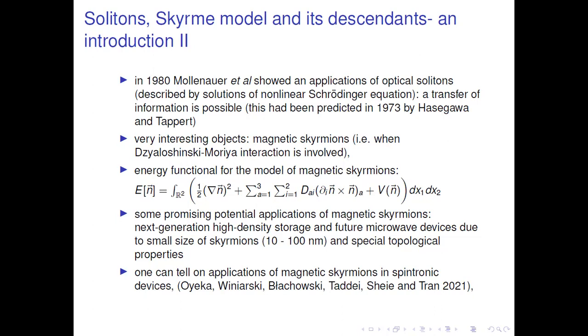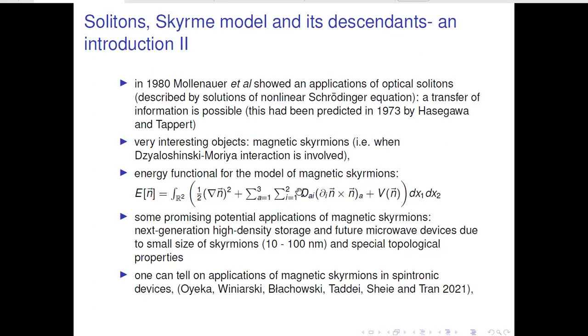Very interesting objects, magnetic skyrmions. Magnetic skyrmions appear when we have the so-called Dzyaloshinskii-Moriya interaction, and this is the energy functional of the model of magnetic skyrmions, with the so-called tensor of the Dzyaloshinskii-Moriya interaction, and some promising potential applications: next generation high density data storage, and future microwave devices, due to the small size of skyrmions and their special topological properties. Of course, one can talk about applications of magnetic skyrmions in spintronic devices. So this is very, very important.